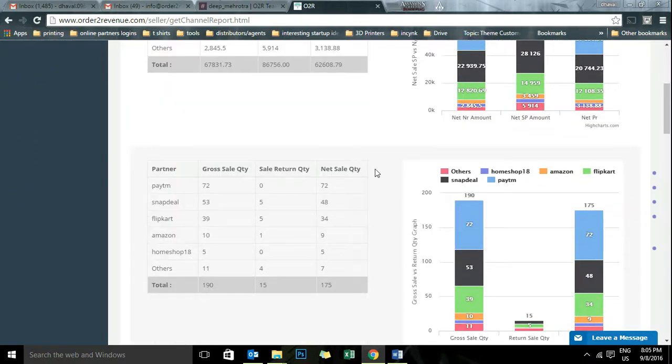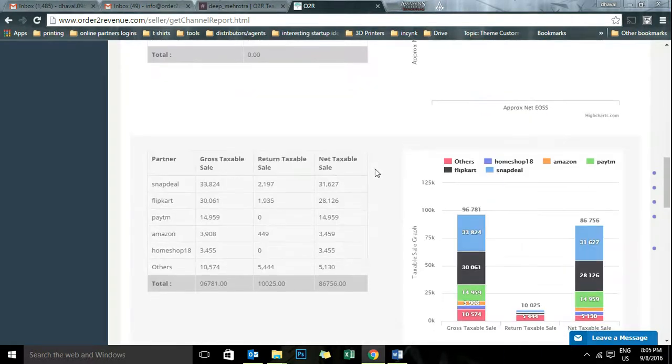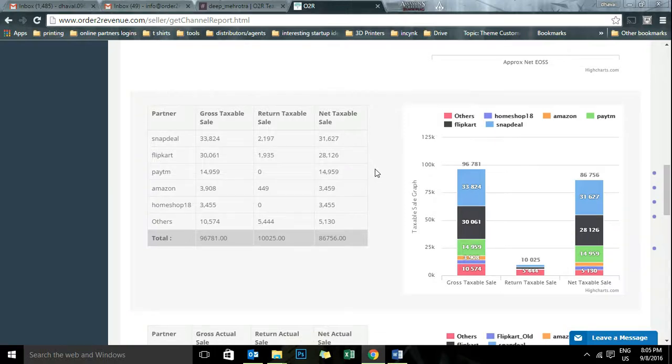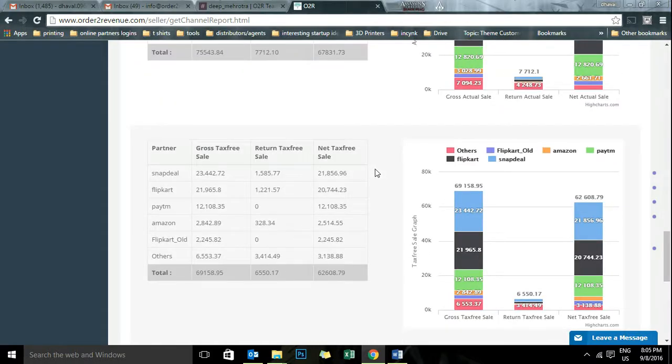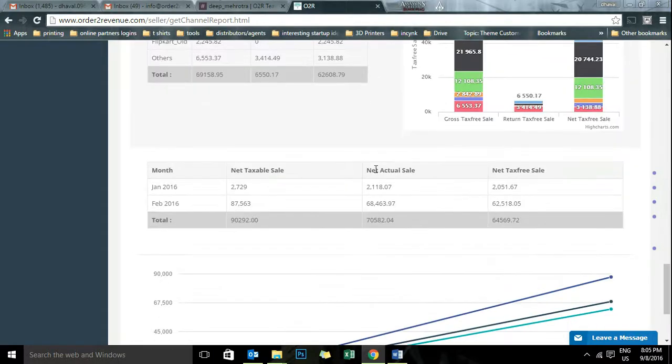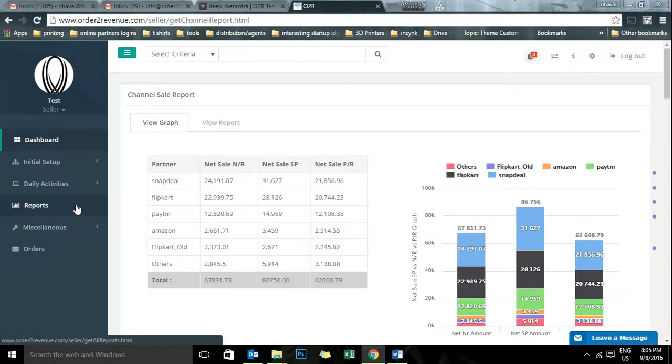Then we get to know the gross, return and net sale quantities of the business. Now we are looking at taxable sale figures in terms of gross, return and net. Actual sale in terms of gross, return and net. Tax-free sale in terms of gross, return and net. And finally, a comparison of all net taxable, actual and tax-free figures over the period of time. Now let's look at some more reports.